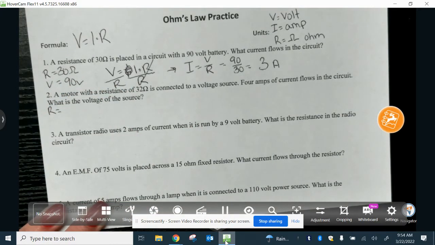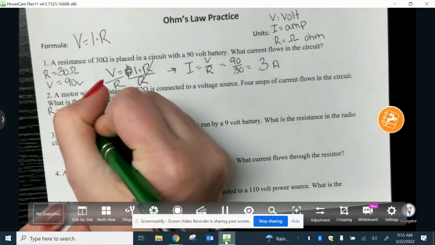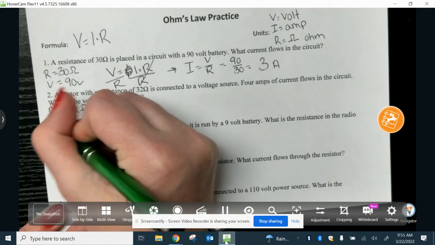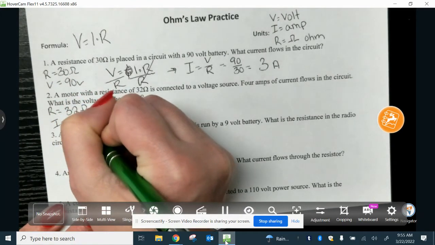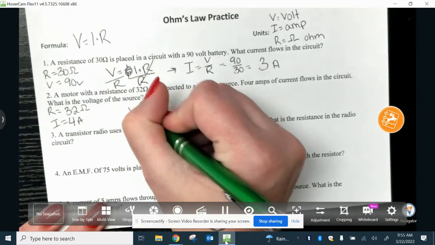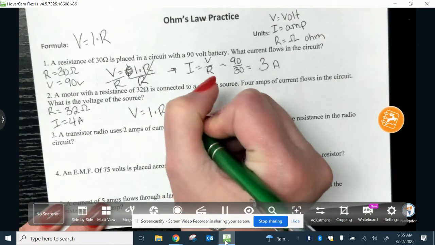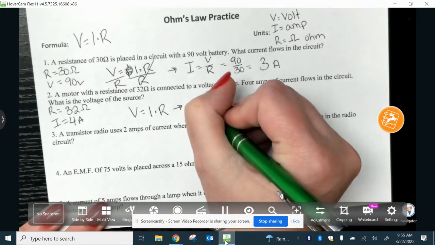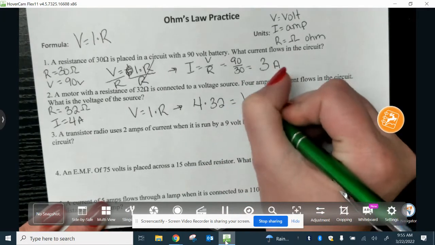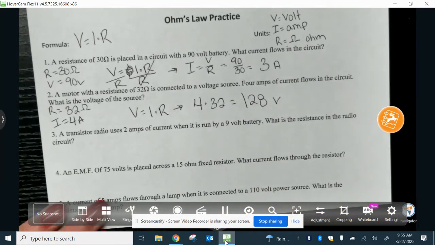A motor with a resistance of 32 ohms is connected to a voltage source. 4 amps of current flows in the circuit. What is the voltage of the source? So in this case, V equals I times R. 4 times 32 equals 128 volts.